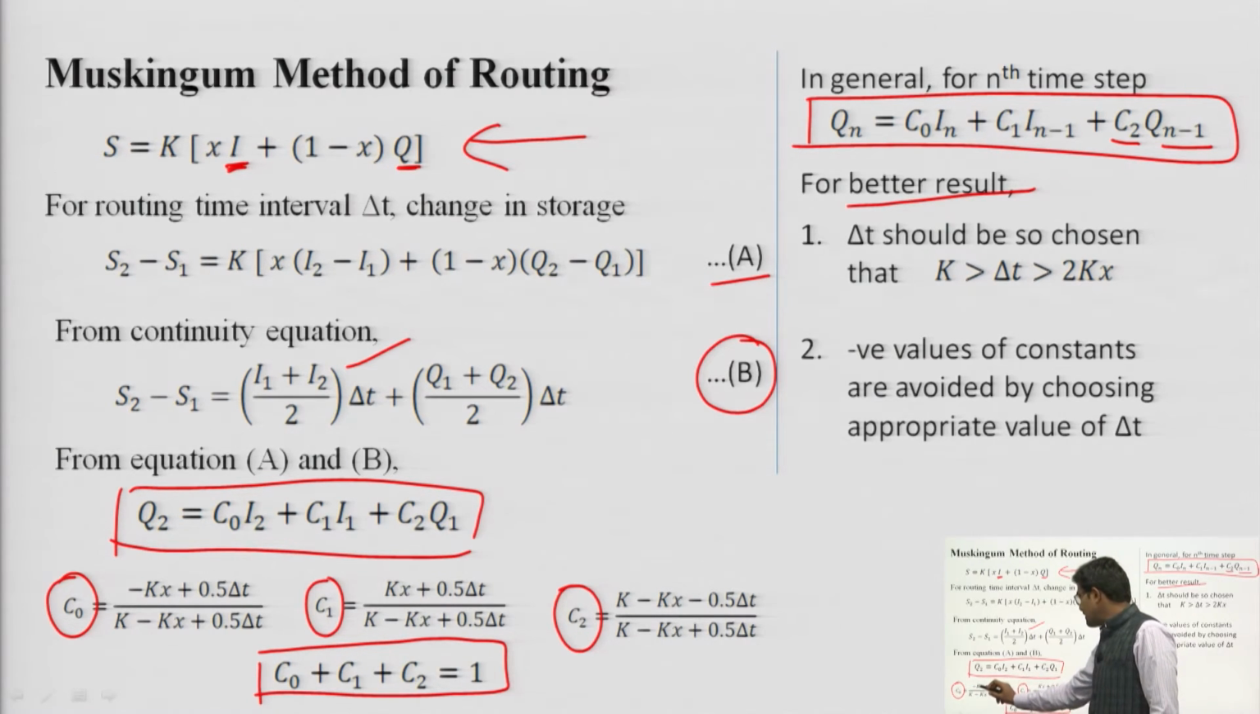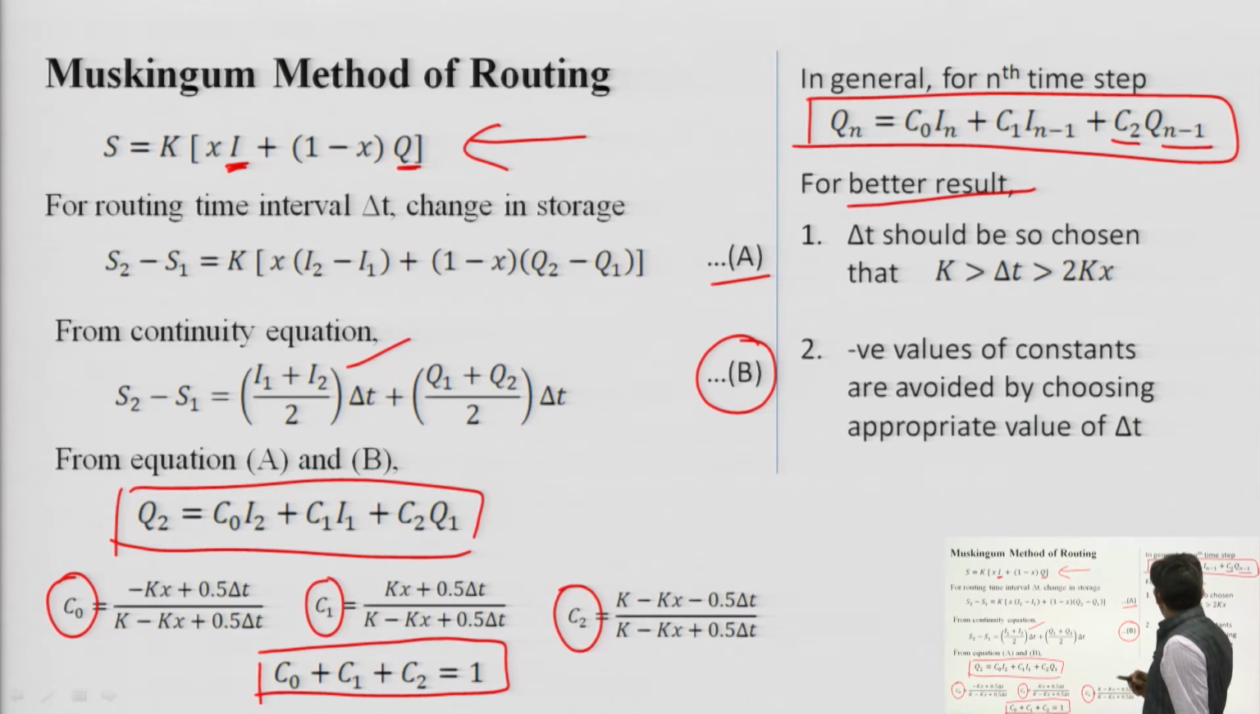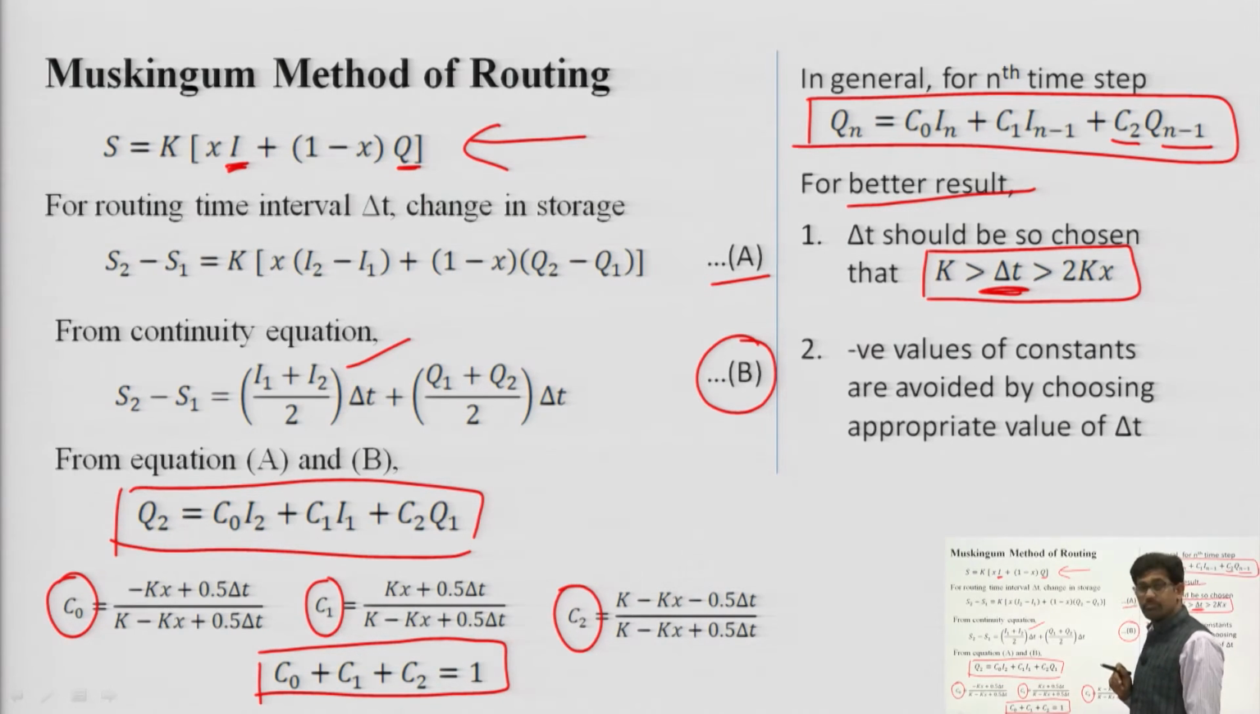Finally, since K and X are constants, the values of C naught, C1, C2 are dependent upon del T. Therefore, we need to choose del T in such a manner that it follows this equation: del T should be less than K and more than 2 times K into X. And one more thing, negative values of the constants should be avoided, and this can be done by taking an appropriate value of del T.